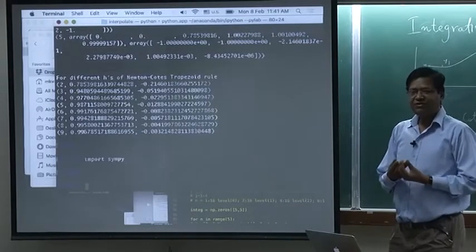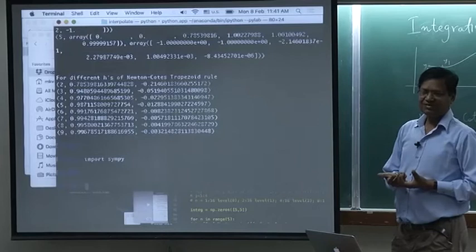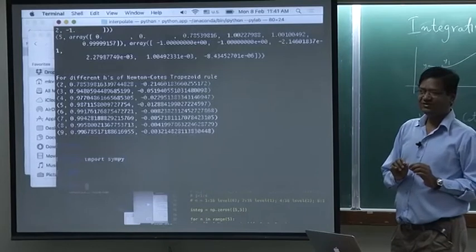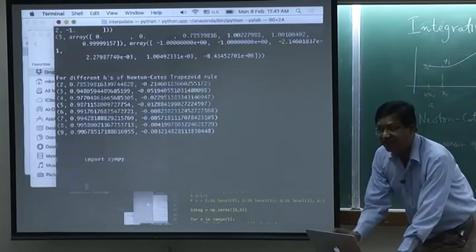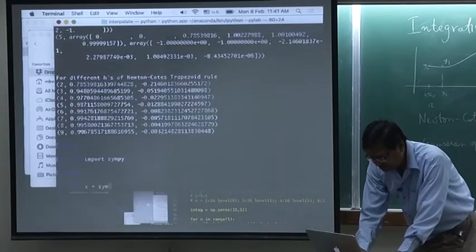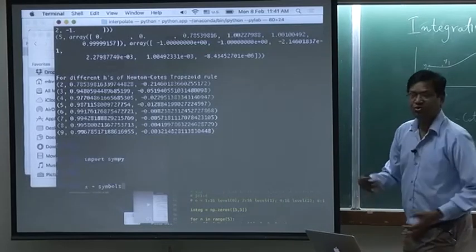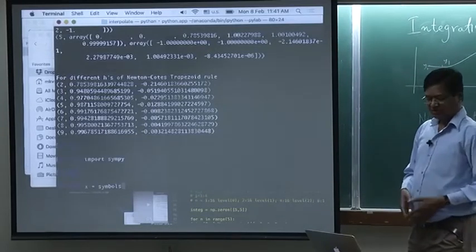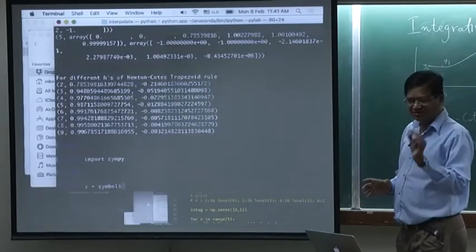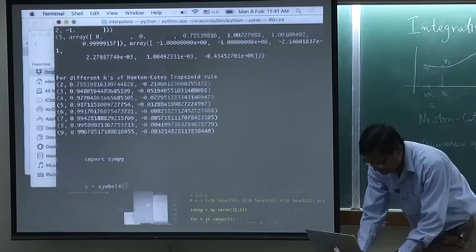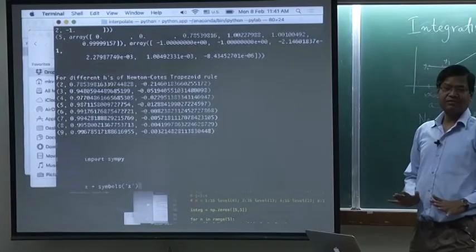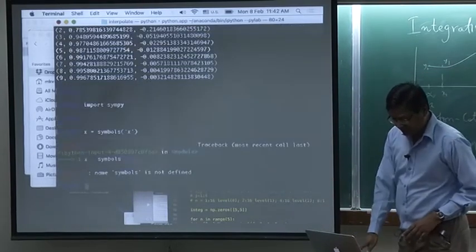Now here I have to define which are symbols and which are numbers. Well, you don't define which are numbers. Numbers are already known. Symbols you have to define. So let's say I want to use x as a symbol. So say x equal to symbols, and what are you going to use in your program? I'm going to use x itself, but the computer knows that it is a symbol. So I put it in single quotes. So this tells that x is a symbol. Okay, so enter.